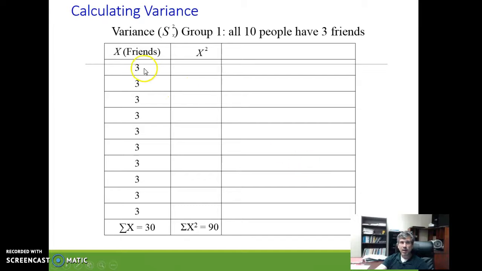Again, our boring data set. Notice, by the way, how many fewer columns they have. I have just 2 columns, and then I add up what's at the bottom of them, and then I'll have all the information I need. So again, our x, everybody has a score of 3. That adds up to sigma x of 30.